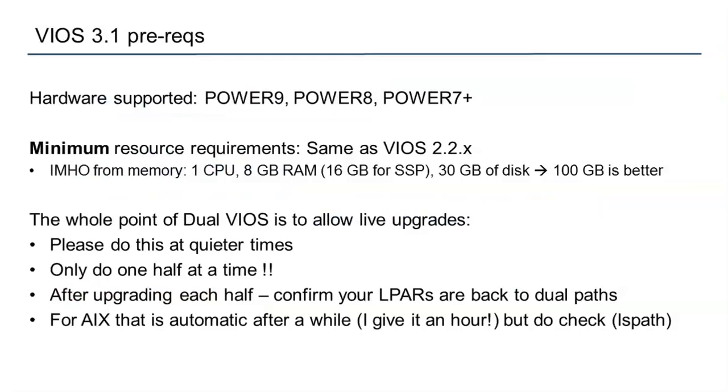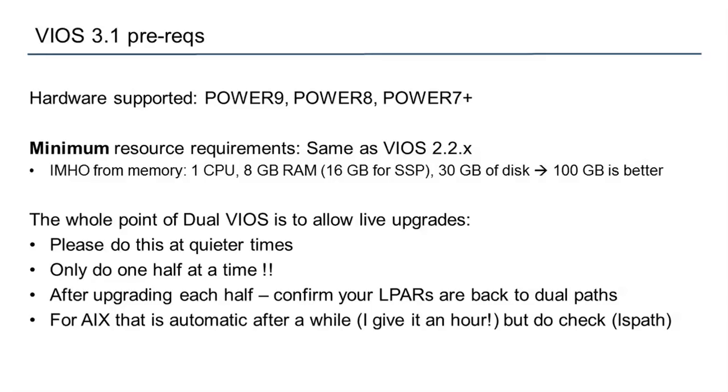Okay. So prerequisites for 3.1: hardware supported is Power 9, Power 8, Power 7 Plus. That is because they are the versions of the hardware releases that AIX 7.2 supports. There's a question about what the minimum resources required for a VIOS server are, and in the past they said unchanged from previously, and then I actually can't find out what the previous statement was, trying to trace it back.